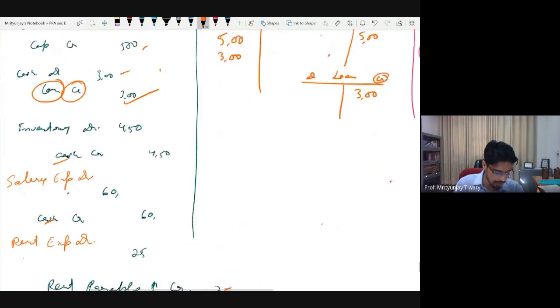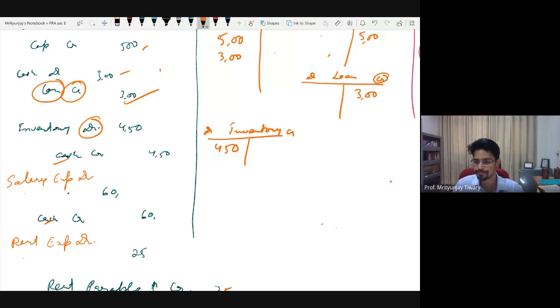Let's see the next one. Inventory debit 450. Do I have an inventory T account? No, not so far, so I'll prepare it now. Inventory T account, this is the debit side, this is the credit side. It says put 450 in the debit side, so I put 450 in the debit side. Did you understand the process? I'll move through the rest a little faster, so in case anybody is facing any issue, feel free to stop me.